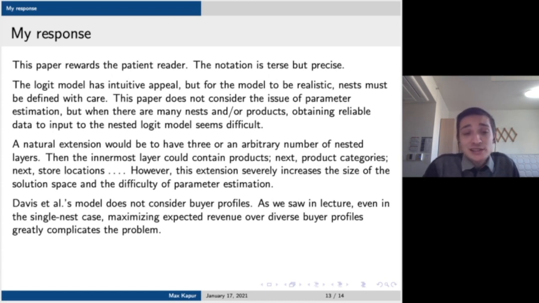Another natural extension of this paper would be to have 3 or an arbitrary number of nested layers. So the innermost layer could be products, next product categories, next store locations. Of course, this would severely increase the size of the solution space, but I think it would be theoretically interesting. And along similar lines, this model does not consider buyer profiles at all. We saw in lecture that even in the single nest case, maximizing expected revenue over diverse buyer profiles greatly complicates the problem. However, I wonder if you could reuse some of the performance guarantees that are given in this paper to derive heuristic solutions to the case of multinomial nested logit with buyer profiles as well.